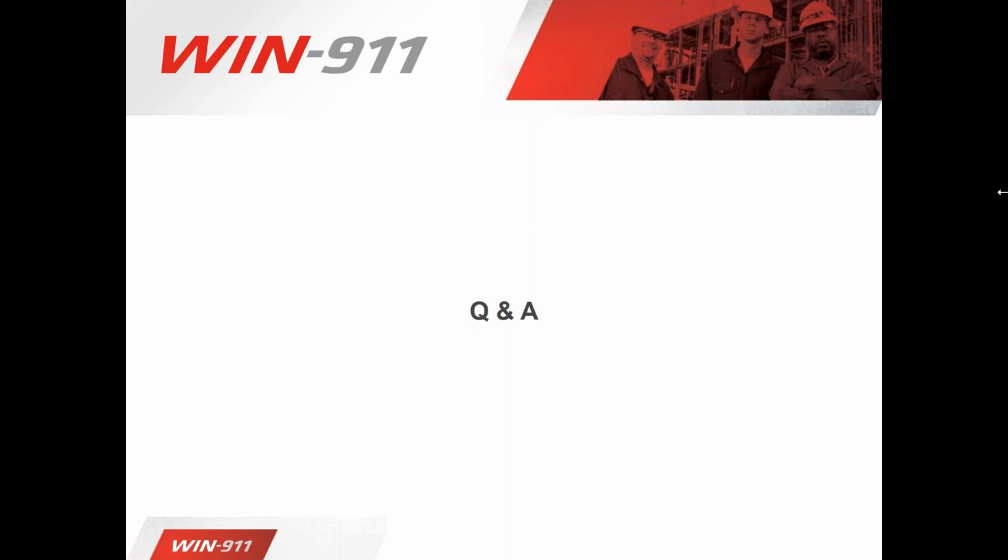Okay, how do I instruct WIN-911 to not send any no data alarm emails? It's considered a nuisance alarm for my company. So a no data alarm, I'm going to guess by that you mean a COM alarm? I guess that's what I'm going to have to assume that you mean by that.